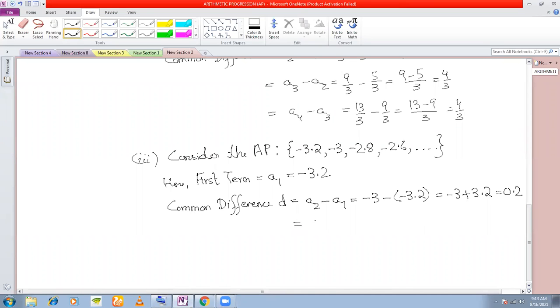Or you can also find it out by subtracting the second term from the third term, A3 minus A2. Minus 2.8 minus of minus 3 will give you minus 2.8 plus 3, which is 0.2. Or you can also, since you know the fourth term and the third term, find it with the help of the fourth and third term, A4 minus A3. Minus 2.6 minus minus 2.8.